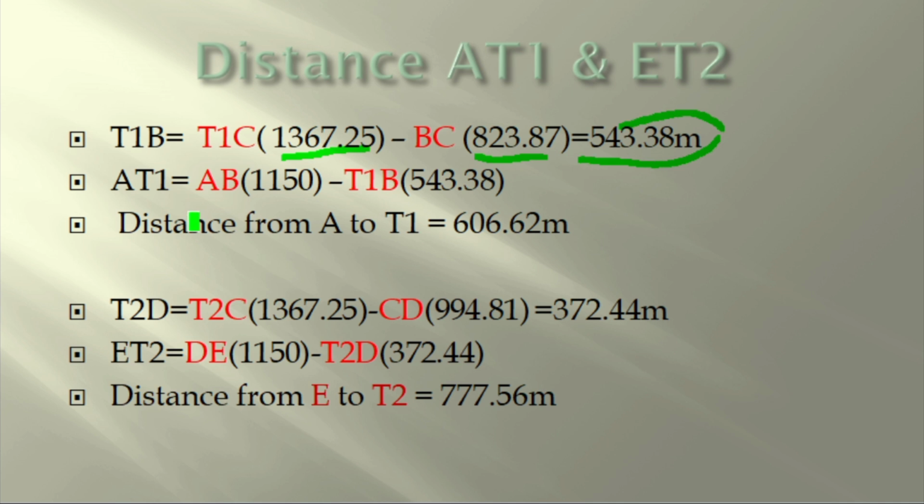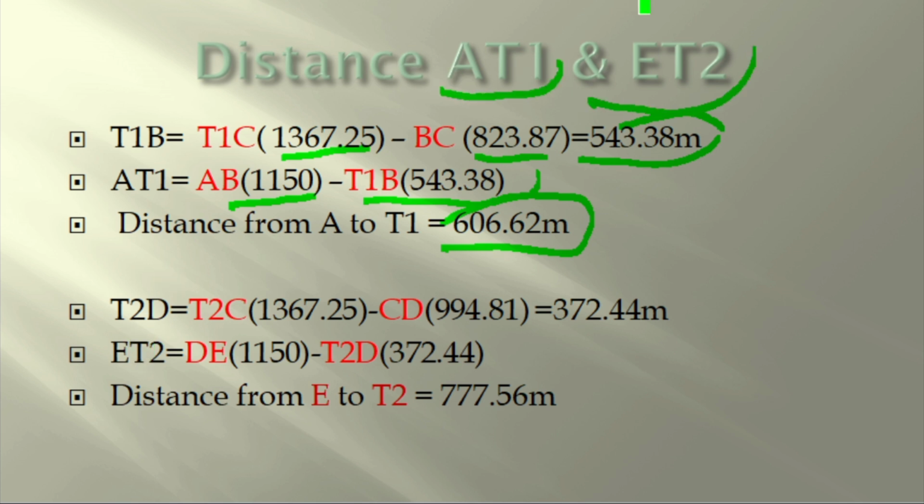Then our answer, the distance T1 to B will be 543.38 meters, which we also have to subtract. So A to T1: this is the distance BC that we had been given in the question, minus the answer that we have gotten earlier. So the distance from A to T1 is 606.62. These are the distances that we are calculating.